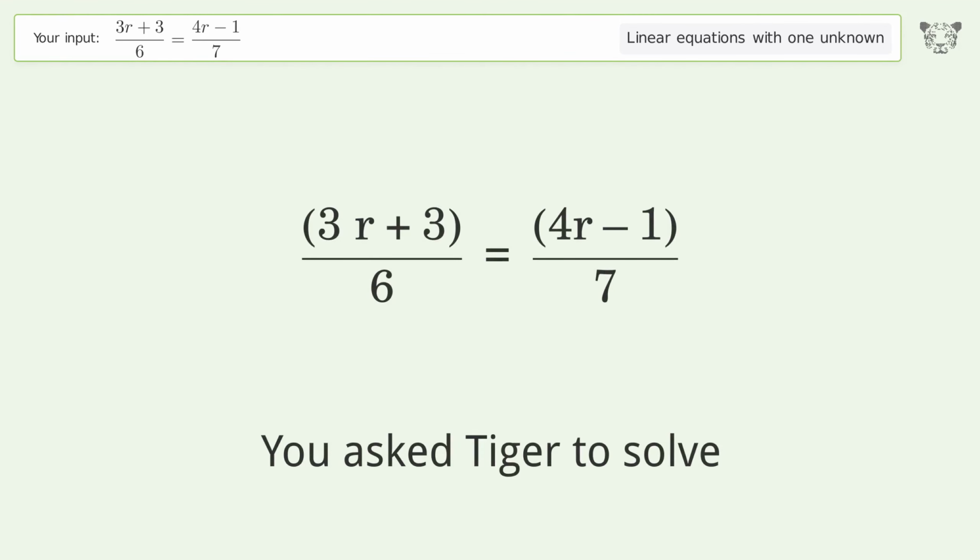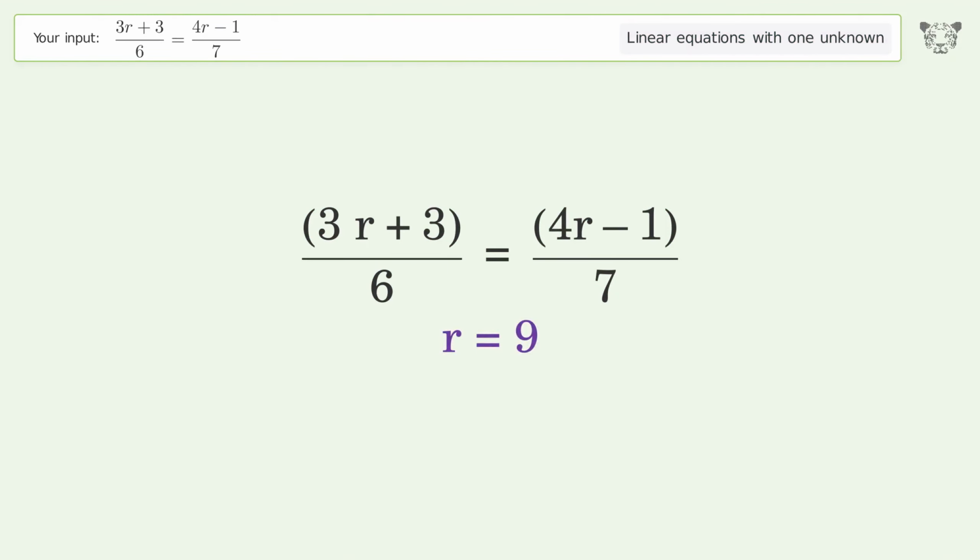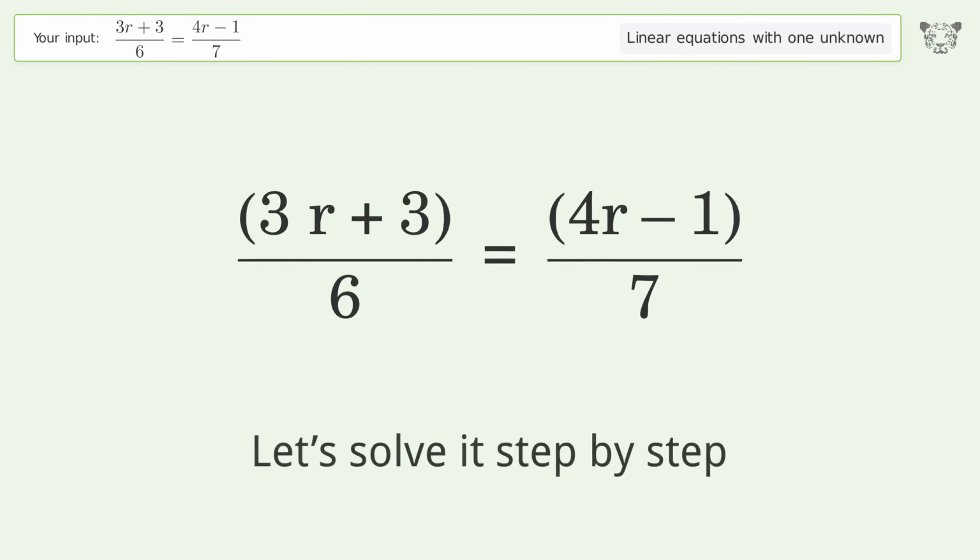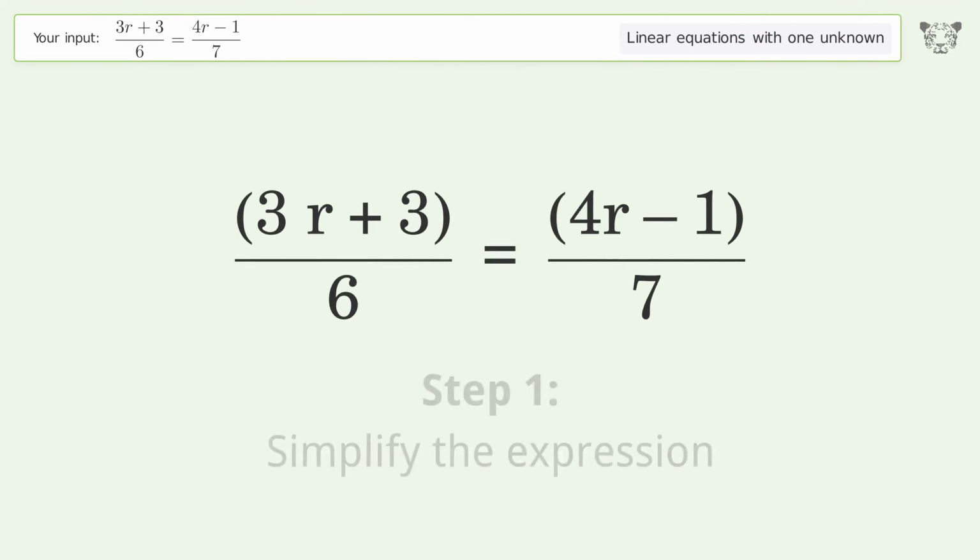You ask Tiger to solve. This deals with linear equations with one unknown. The final result is r equals 9. Let's solve it step by step. Simplify the expression. Break up the fraction.